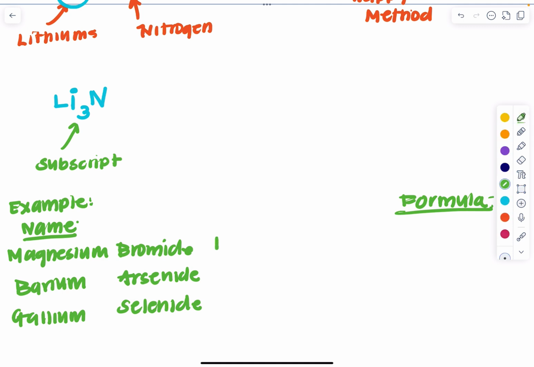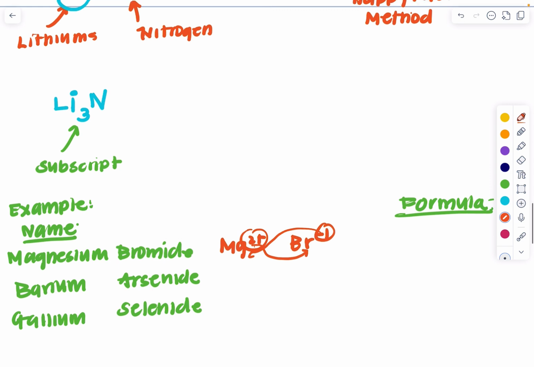Cool. Magnesium is +2. Bromine is -1. Again, we can use the method where I put the charges as the subscripts, so it'll be MgBr2. Or we can understand that we need 2 bromines to get a -2 charge for every 1 magnesium.